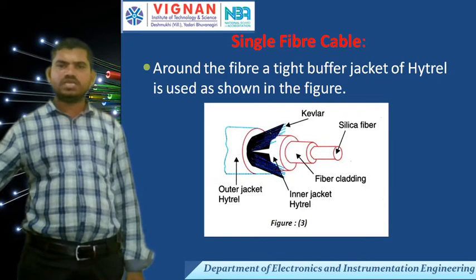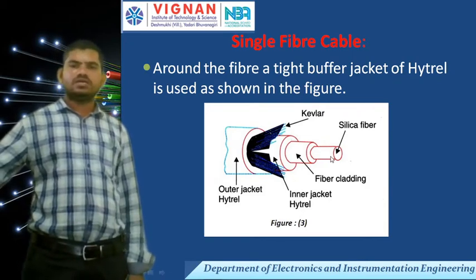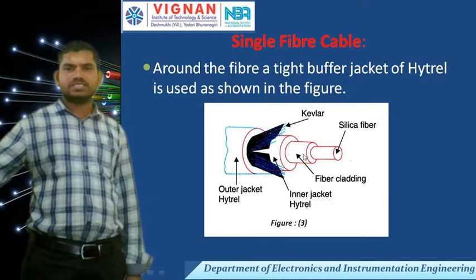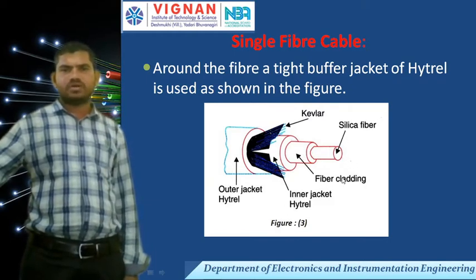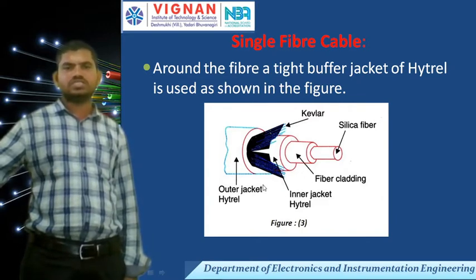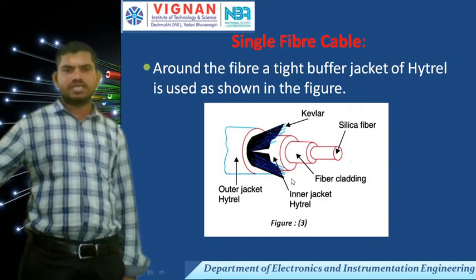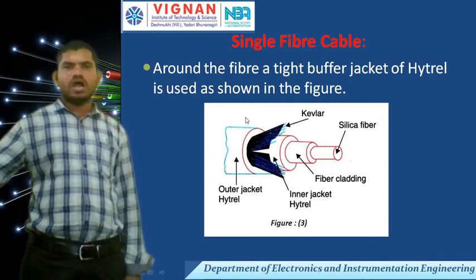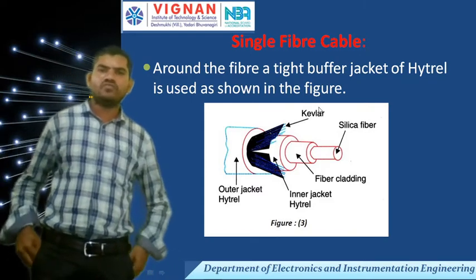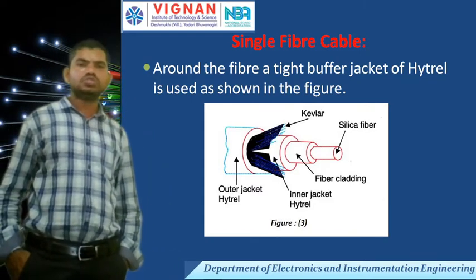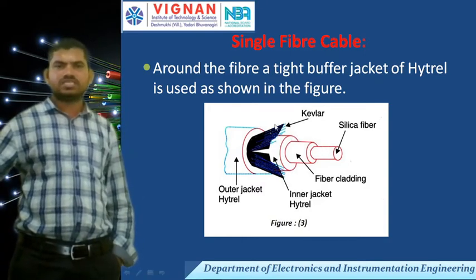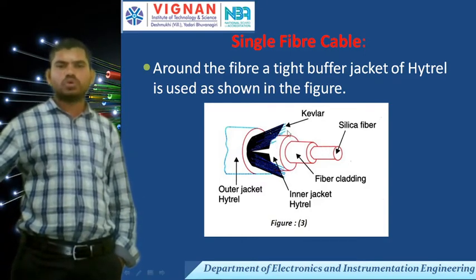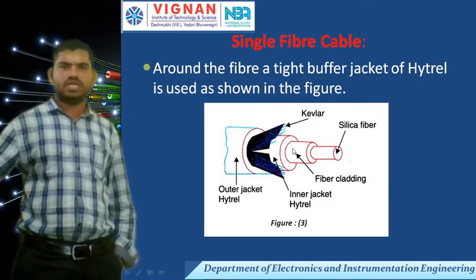This is the structure of a single optical fiber cable. There is the core, the cladding, and a protective jacket. In the core there is the silica fiber, and then the fiber cladding. This is the buffer, which is a combination of inner jacket and outer jacket. This is Kevlar. Around the fiber, a tough buffer jacket of Hytrel is used, and around it the Kevlar is used, to protect the fiber from damage.